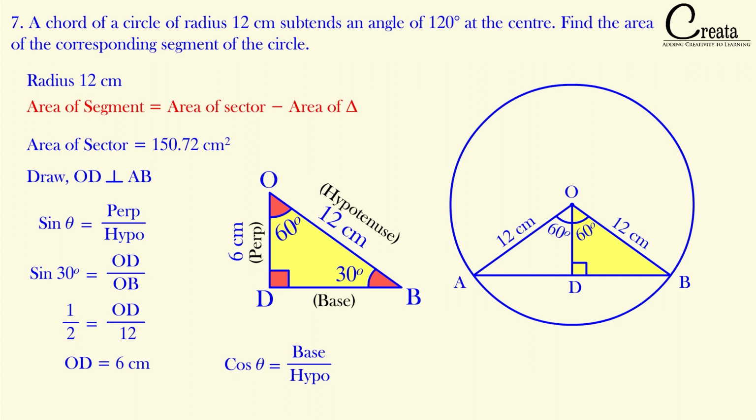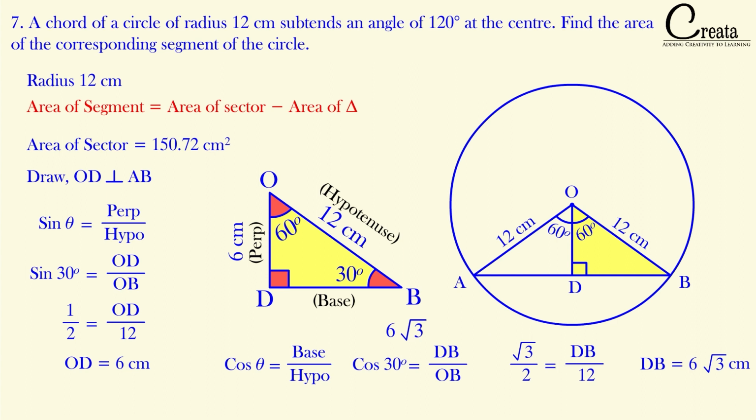Further, let's use cos theta. Cos theta is base over hypotenuse. Here base is DB and hypotenuse is OB. Hypotenuse is 12 centimeter and angle theta is 30 degree. Let's put it into the formula. Cos 30 degree is root 3 by 2. On solving, we got DB as 6 root 3 centimeter.